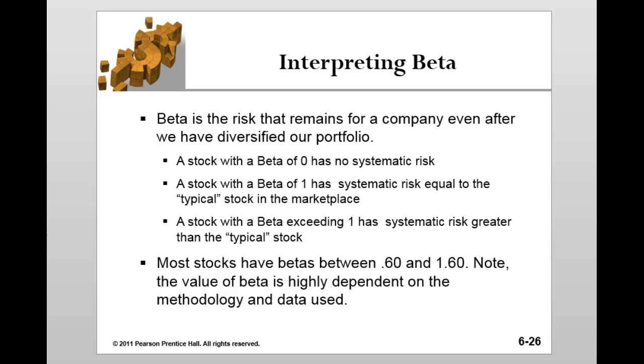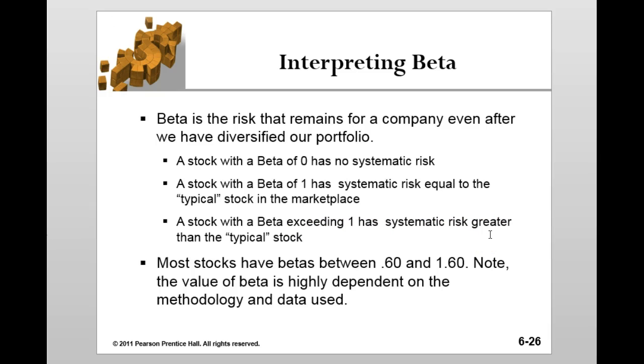So this is all put together with something called beta. Okay? A stock with a beta of 0 has no systematic risk. It does not follow the stock market. It just kind of goes on its own. But a stock with a beta of 1 has a systematic risk equal to a typical stock on the market. A stock with a beta exceeding 1 has a systematic risk greater than that.